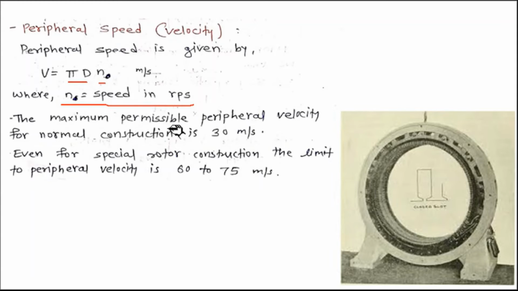The maximum permissible peripheral velocity for normal construction is 30 meter per second. So this is the normal range, and for special motors you can go for 60 to 75 meter per second. But normally for any normal induction motor, we use 30 meter per second as the maximum permissible velocity or peripheral speed.